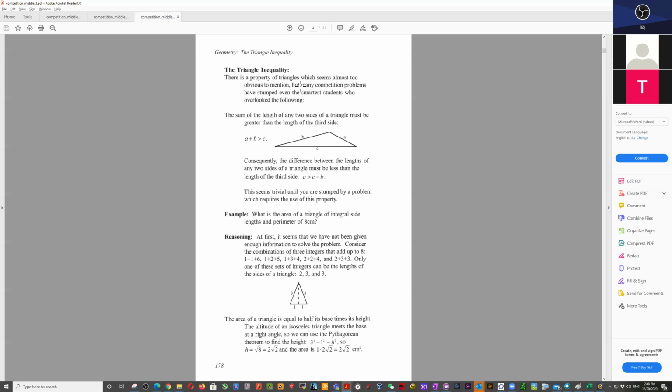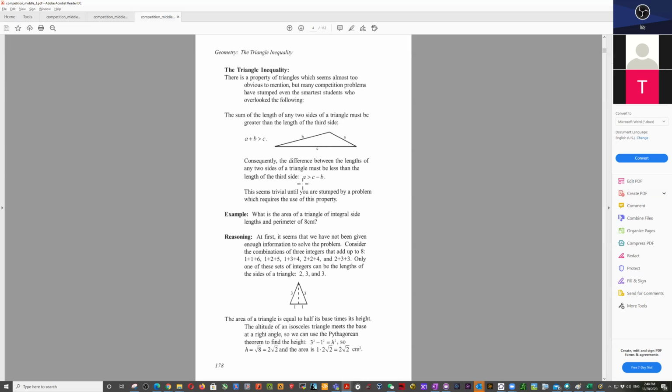Then this is the triangle inequality. That's quite important: A plus B is greater than C. Actually, I don't think there's a proof. This is just an axiom, and it's taken for granted, because between 2 points, the closest path is the line segment, and all the other paths will be longer than that. It's quite intuitive.